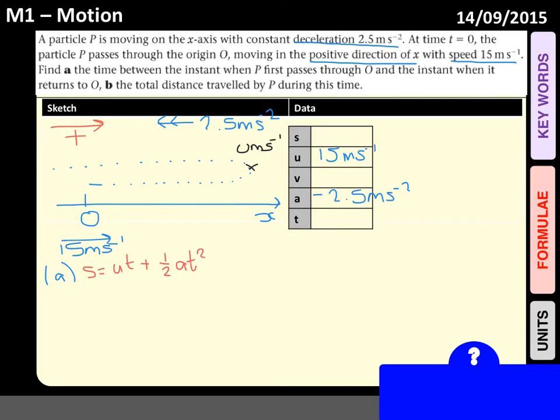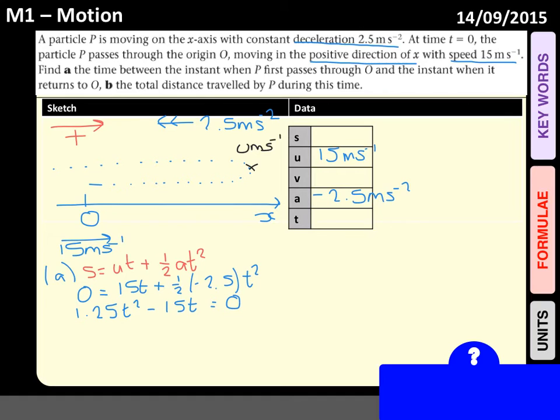Right, so we know that our displacement is 0. We've got 15t plus a half times minus 2.5 t squared. Now looking at this, I've got one variable, however, I have got a variable in t squared, so I'm expecting to be solving a quadratic here. So I'm going to do a bit of rearranging, and I'm going to bring my t squared to be positive. So I'm going to have 1.25 t squared, and I'm going to bring the 15t across as well, and that's still going to be equal to 0.